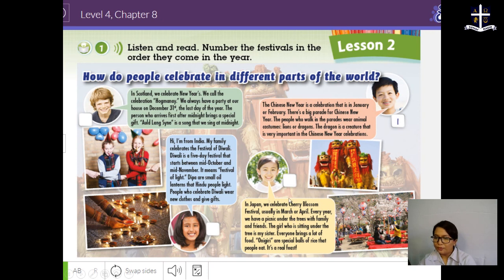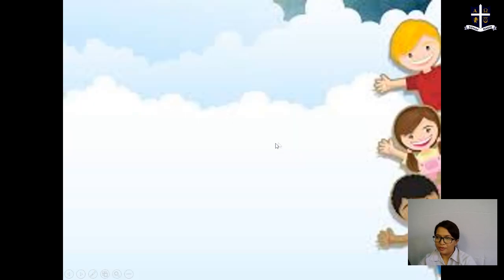Okay, now we move to this one. Can you find it out? Okay, this one, the girl who is sitting under the tree is my sister. This uses who. And uses who here. And then everyone. Oh no, not that one, this one. Onigiri are special bowls of rice that people eat. So you use what here? That. Okay, for the clear explanation, you will see one by one here.